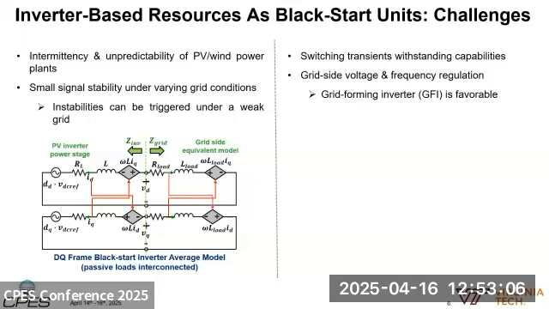So compared to the inverter interfacing a large grid that we are familiar with, we have much higher grid side impedance, which tends to reduce the system stability margin. So we need to follow an updated control design principle. Also, the IBR inverter should be controlled to withstand different types of switching transients and maintain the grid side voltage and frequency. So we can't use the traditional PLL-based grid-following inverter in our case.